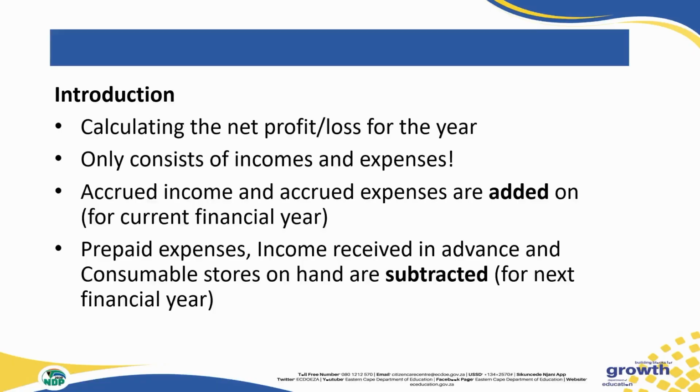It only consists of incomes and expenses, so we don't have any other items on the income statement. Remember that when we have accrued income and accrued expenses, these are added on because this is for the current financial year. And when we have prepaid expenses, income received in advance, and consumable stores on hand, these are subtracted because these are for the following financial year.